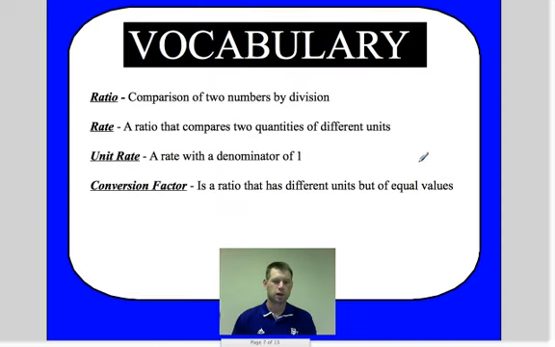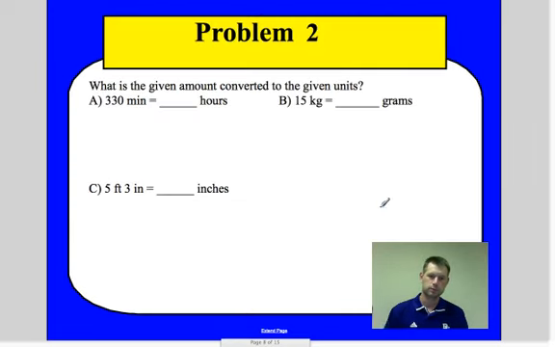So a unit rate here was what we were really looking at. In that last problem, we were getting one sweater for $30, or we were getting one sweater for $26.67. A conversion factor is a ratio that has different units but equal values. So we're going to look at that in the next problems.